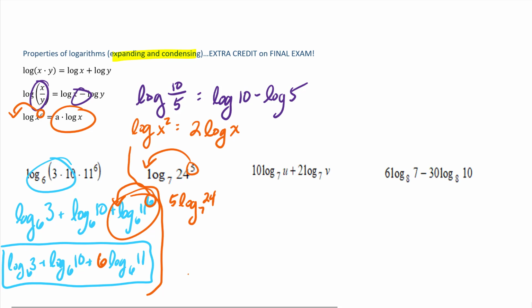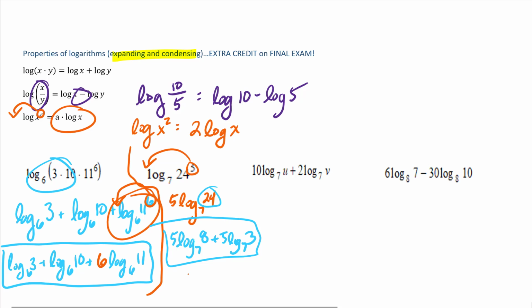Okay, but what I recognize too is that sometimes it's helpful to apply another one of these properties and separate this out. I can expand this logarithm. So I can think of what two numbers multiply together to give me 24. Well, there's 8 and 3. Now you could also use 12 and 2, or 6 and 4. It doesn't really matter here. But that means I can have 5 log base 7 of 8 plus 5 log base 7 of 3, because 8 and 3 multiplied together give me 24. Okay? And now we've completely expanded that one.